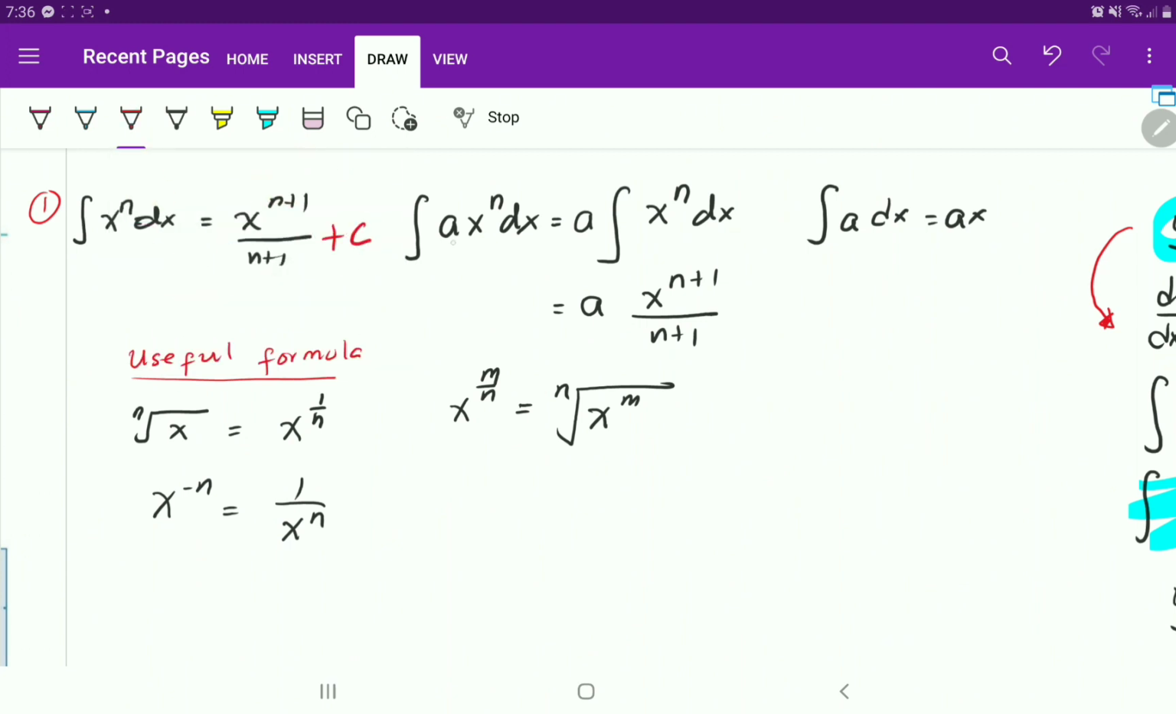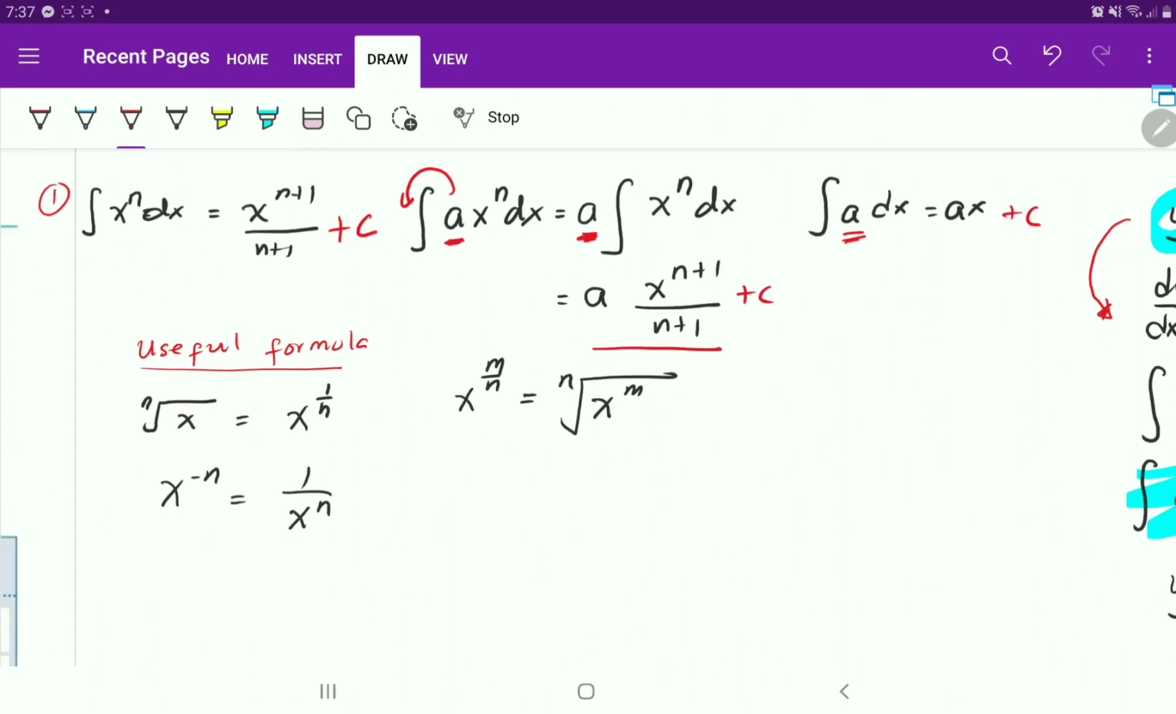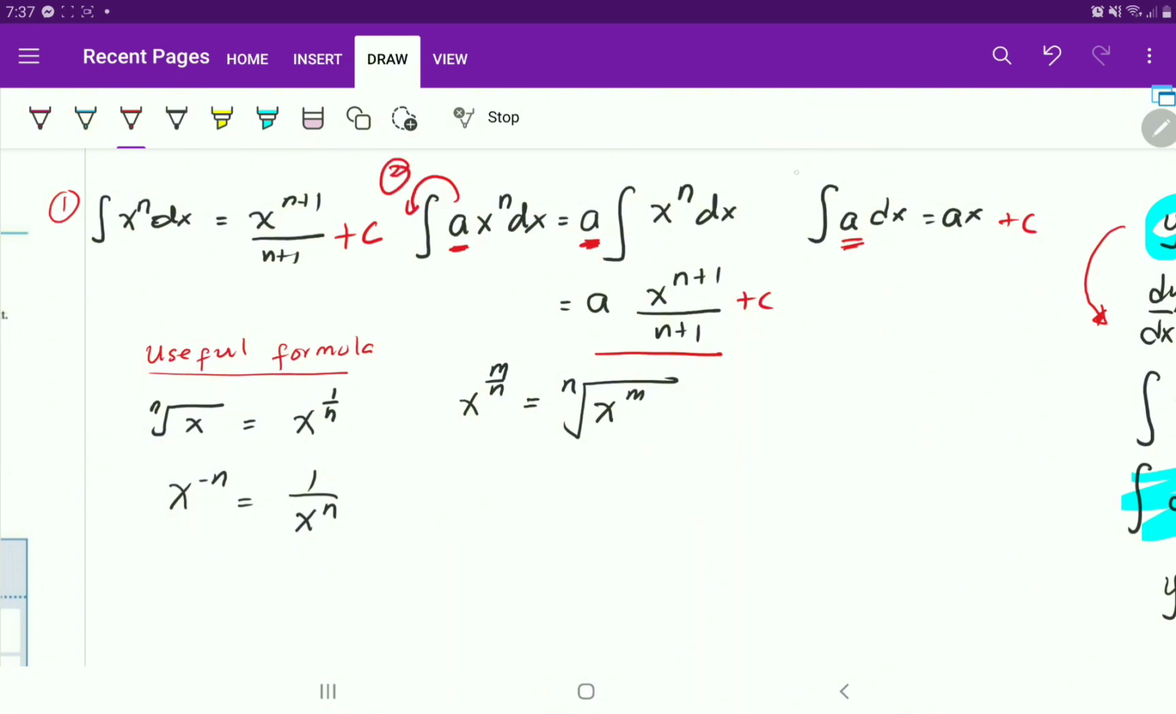Okay? Number two, what about if there is an a x to the n? According to this one, you can put the a outside the integral and take the integral of x to the n inside, which you will have this. And the integral of a number a with respect to x is equal to ax. Again, don't forget the plus c. Okay, plus c. So let's try to have some examples. I will label these formulas number 1, 2, and 3.